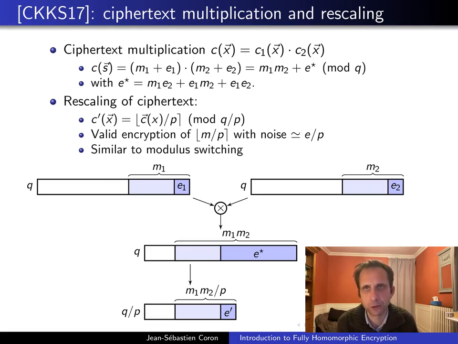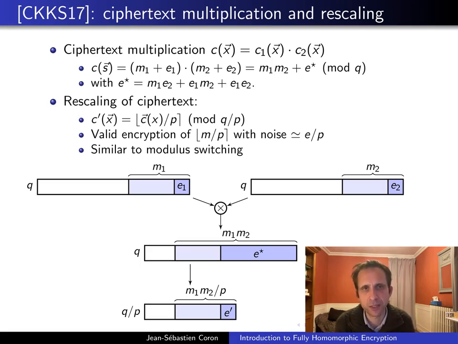But to prevent the growth of the noise, we are going to do a rescaling of the ciphertext, which is a bit similar to the modulus switching. So we divide each coefficient of the ciphertext by p, and then we round, and we obtain a new ciphertext but modulo q over p. So we assume that q is a multiple of p, or a power of p. And we obtain that this is actually a valid encryption of the rounding of m over p. So when we perform this scaling of the ciphertext, the message itself gets rounded automatically, but with a noise that is reduced, where the noise becomes E over p instead of E.